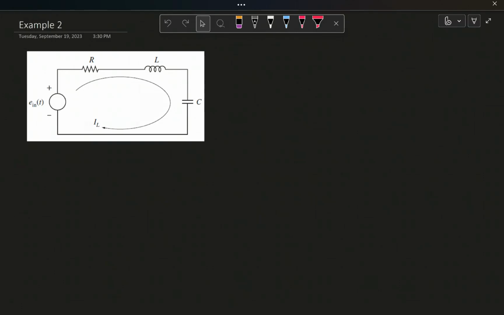In this circuit, you see that I have R, L, and C elements in series. So they are R, L, C elements in series. And I want to model this system using my four-step approach that we had in the example 1. Okay, let's get into it.